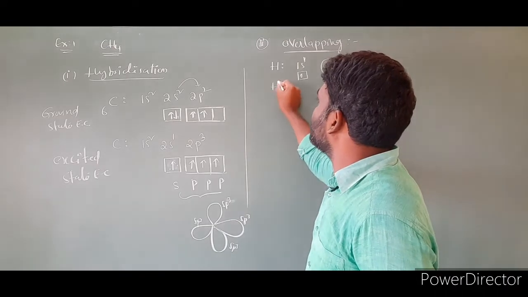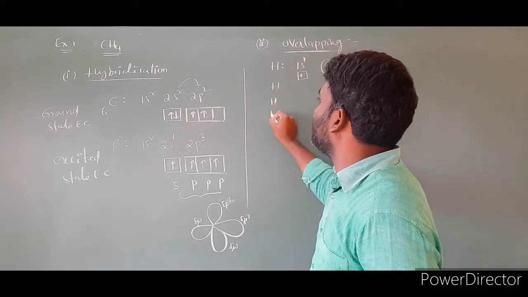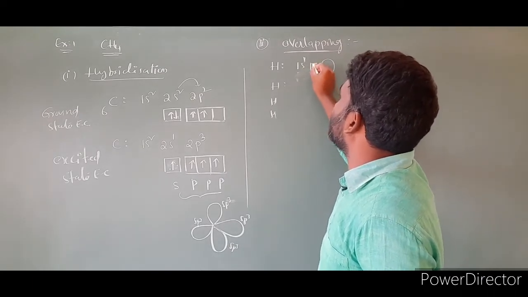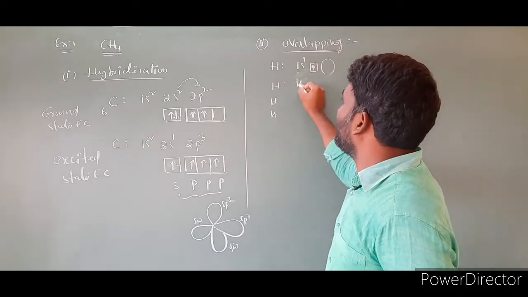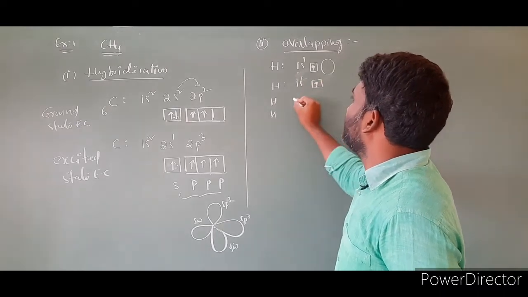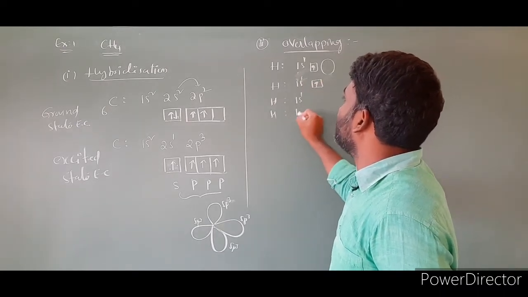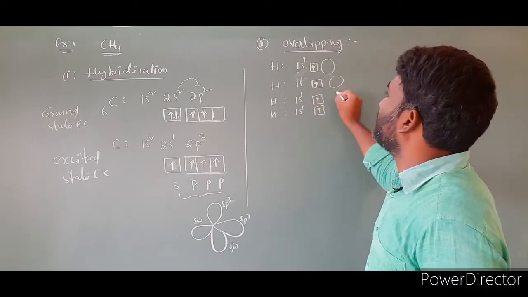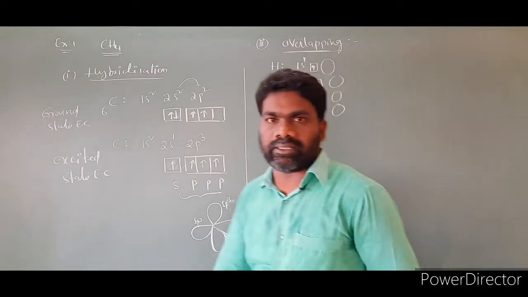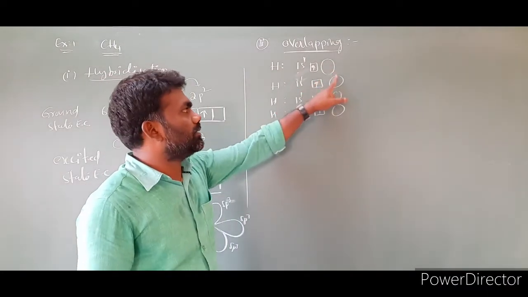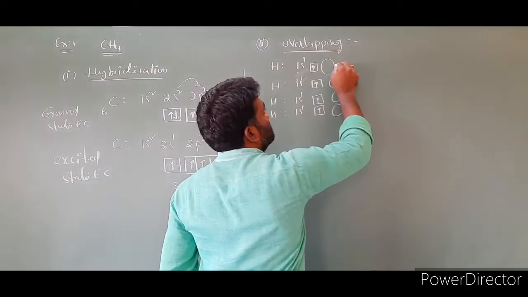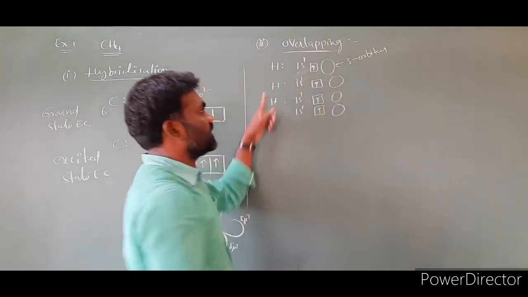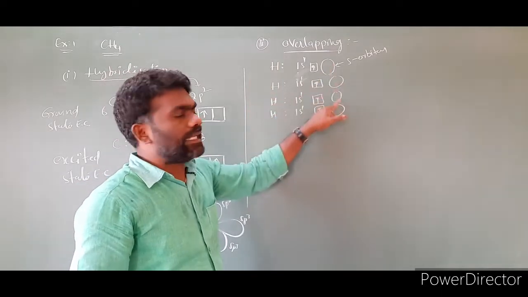Then there are 4 hydrogens: this is 1, this is 2, this is 3, this is 4. For each case I am writing the orbital diagram beside it. This is 1s1, this also 1s1, and it also 1s1. In the orbital diagrams, each one has an s orbital. Clear? This is from hydrogen. These are s orbitals, this s orbital is of this hydrogen. So 4 hydrogens, 4 s orbitals.